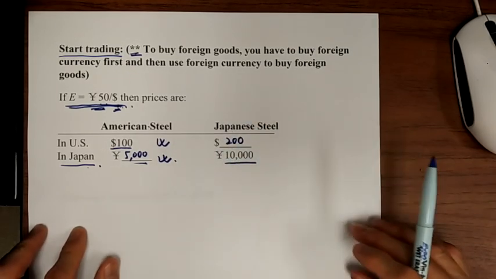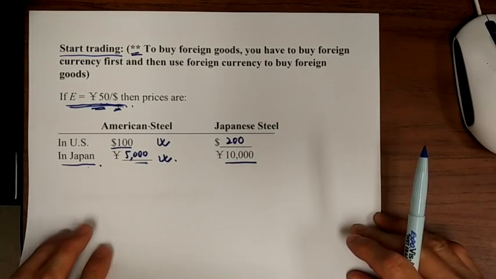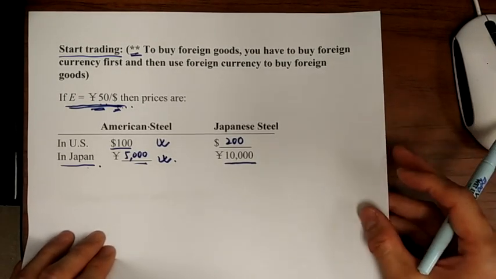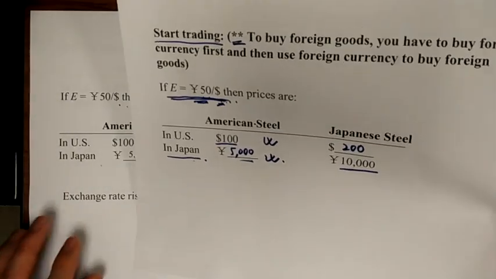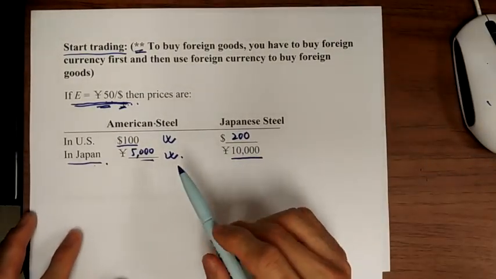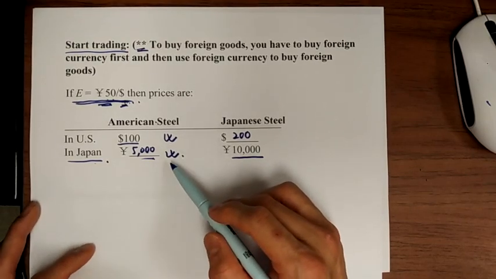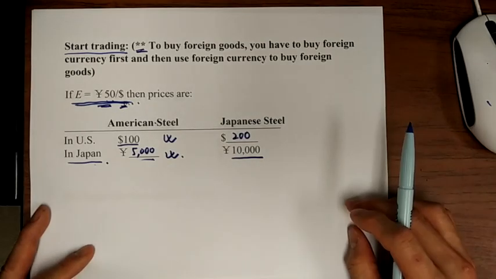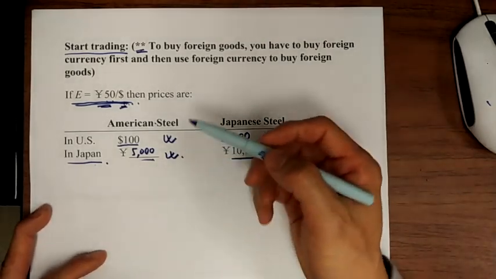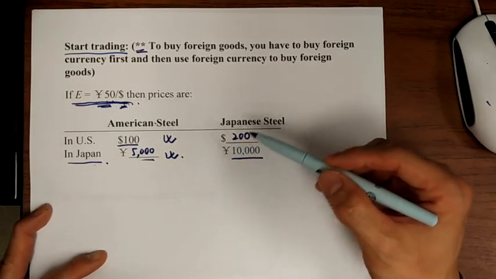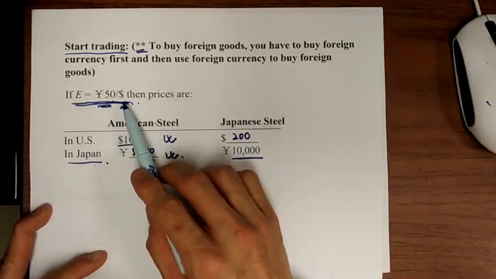If you want to buy American steel, what do you have to do first? The answer is buy US dollars. Therefore, people in the world are going to buy US dollars in order to buy American steel. When you are buying US dollars by selling your Japanese yen, what happens to the exchange rate?